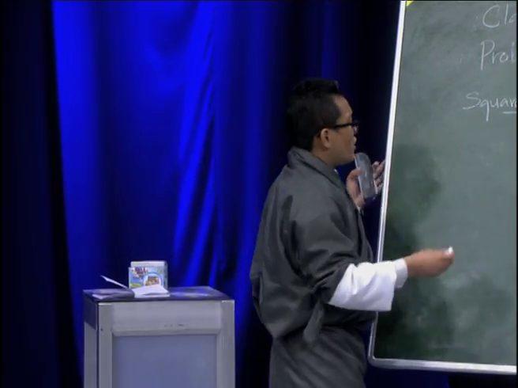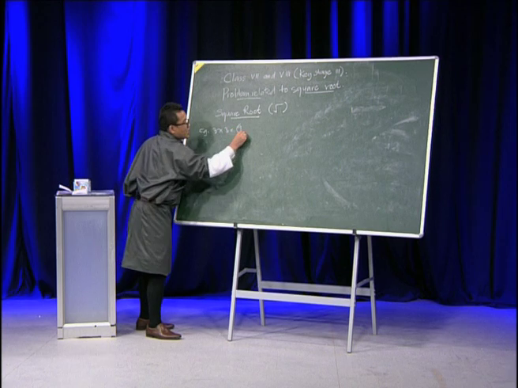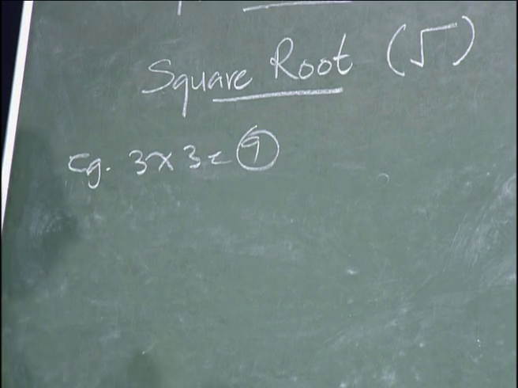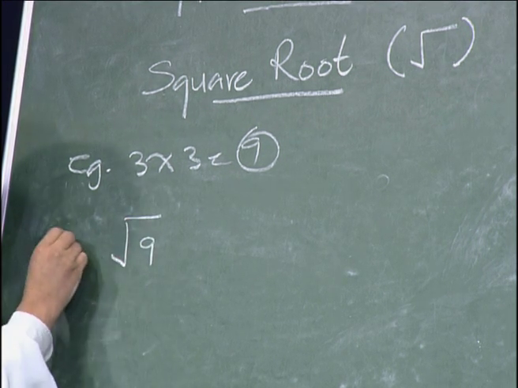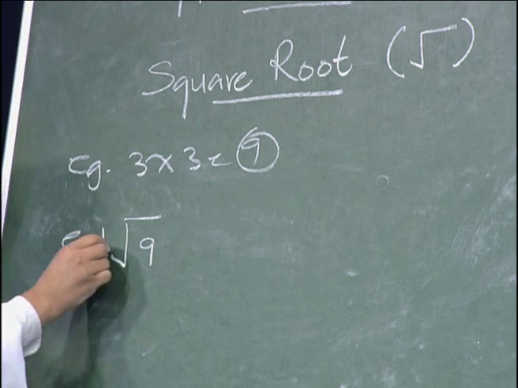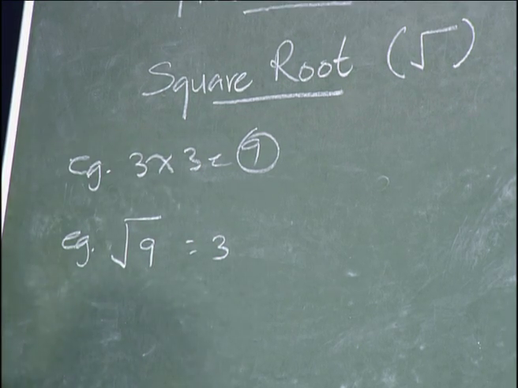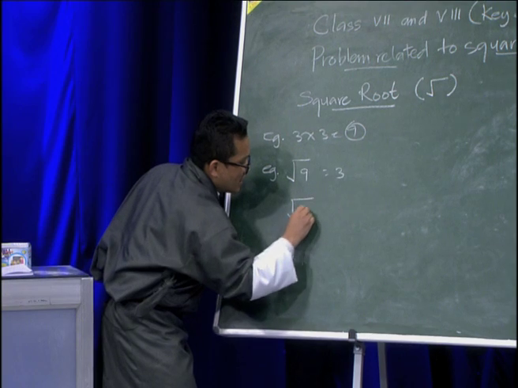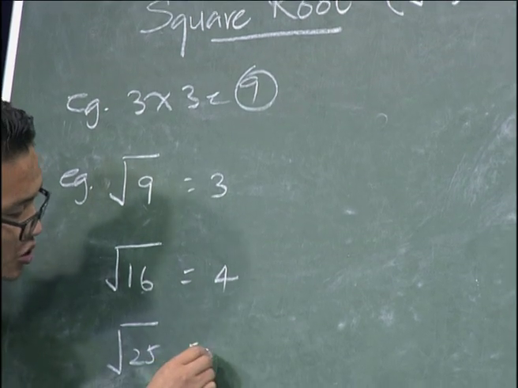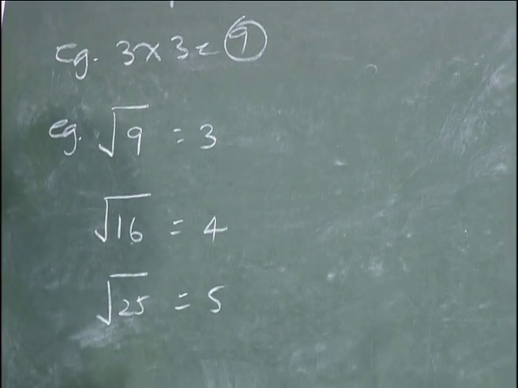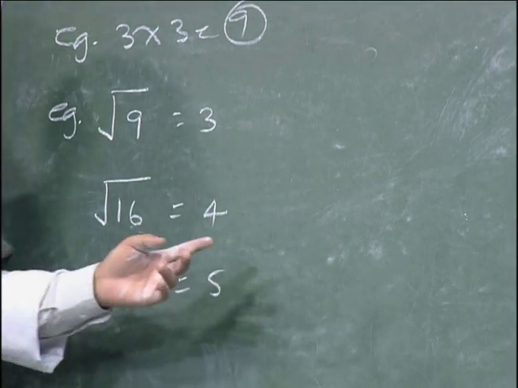For example, in the perfect square, we said that 3 multiplied with 3 will give us 9, right? So this 9 here is a perfect square. Now, it's just the opposite when it comes to a square root. Root of 9 will be 3. If you take root of 16, it will be 4. If you take root of 25, it will be 5. Because we already know that 3 times 3 is 9, 4 times 4 is 16, 5 times 5 is 25.